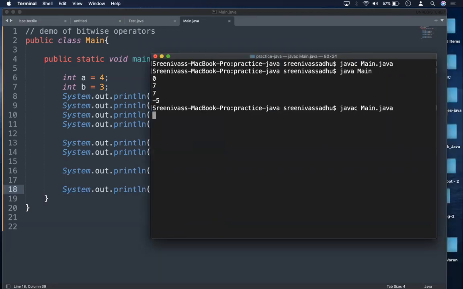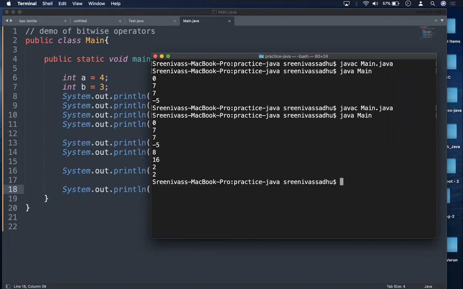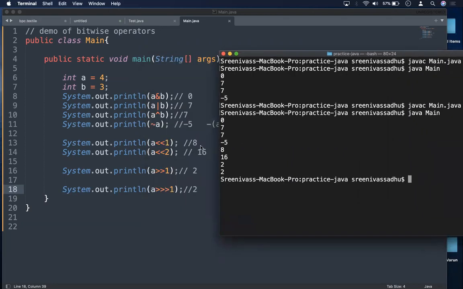javac Main.java. Now you can see the output, so just compare it here. Left shift by 1 becomes 8, then by 2 bits it becomes 16, then right shifting the a value, the 4 has become 2. With the unsigned right shift it is also 2, because 0 just gets filled. It's already a positive number, and the positive number is replaced with a positive sign, that is 0.